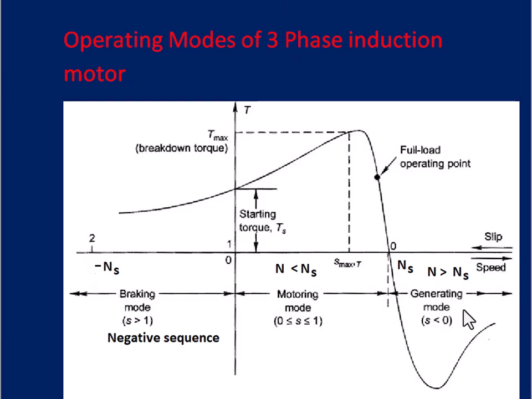So in this case, in the generating mode, capacitors are externally connected to the induction motor so that it provides sufficient reactive power, so that it provides the magnetic field to the rotor conductors to work like a generator.